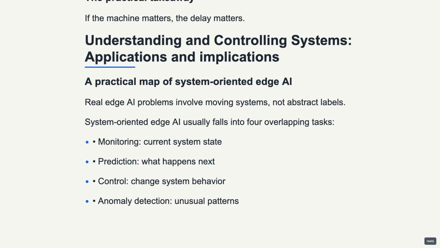Anomaly detection looks for behavior that does not fit the expected pattern. That can point to faults, intrusion, misuse, or unsafe conditions, even when the exact failure mode is not yet known.